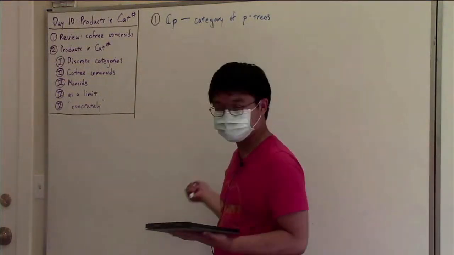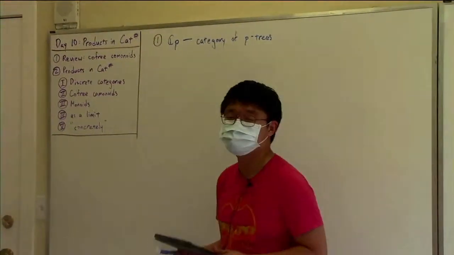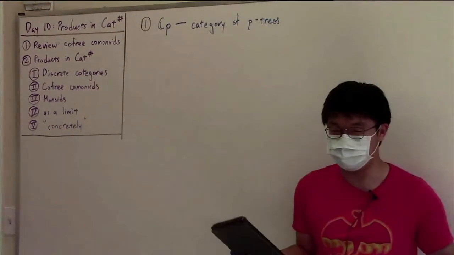This is day 10, and today we're going to be talking about products in the category cat-sharp, which is our name for the category of categories and cofunctors.